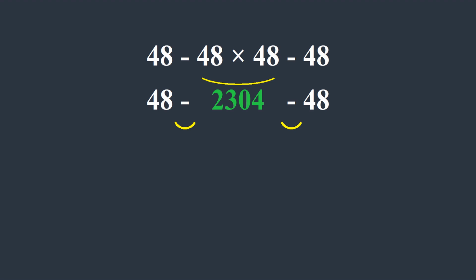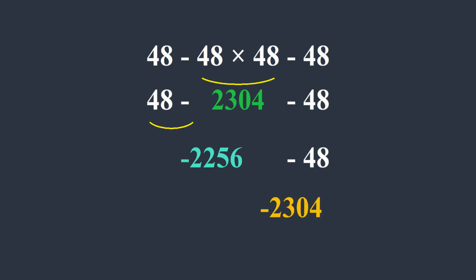So 48 minus 2,304, which equals minus 2,256. So we have minus 2,256 minus 48, which equals minus 2,304. And this is our final answer for this problem.